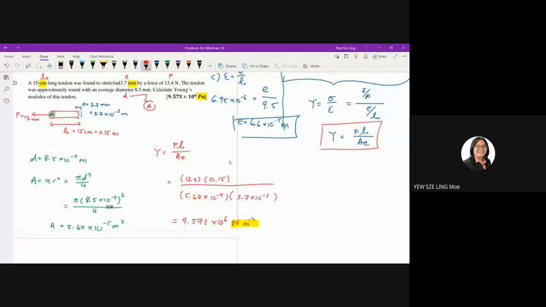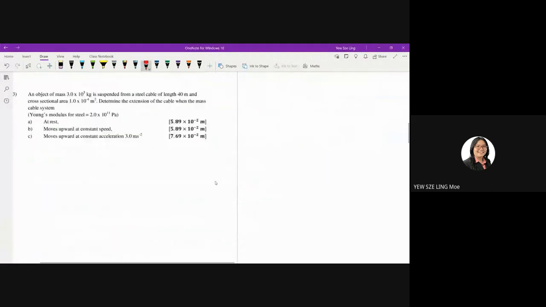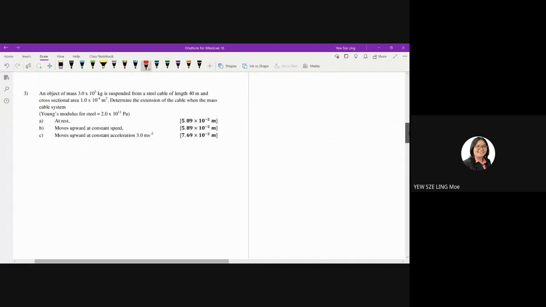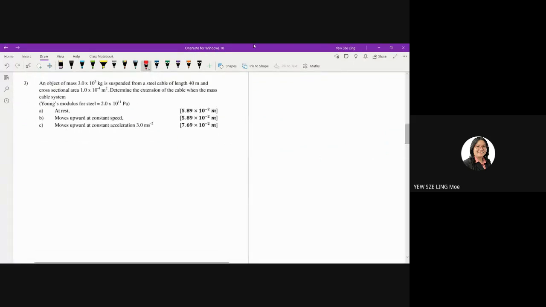All right. So now let's look at the next question. So this question requires a bit of knowledge from chapter 4. Okay, so we'll try this question also as part of the revision for chapter 4. So an object of mass 3 kg is suspended from a steel cable of a length 40 meter and a cross-sectional area. So now you're given mass, the length, and the cross-sectional area. Determine the extension, which is the elongation, the e of the cable.